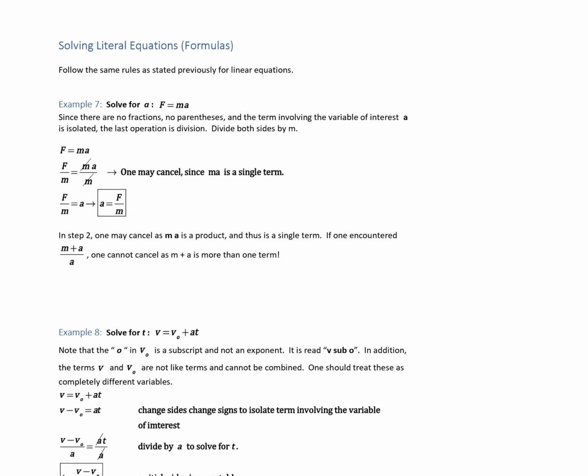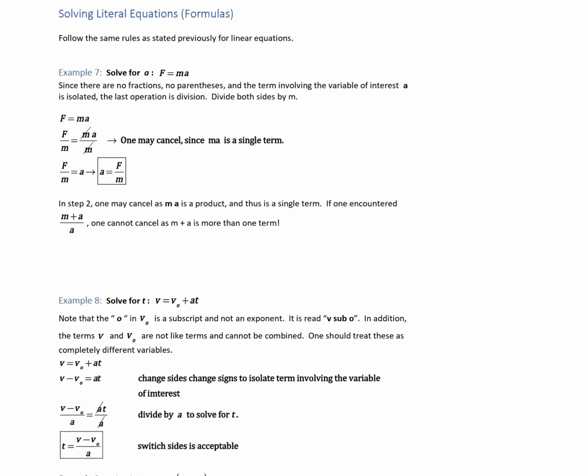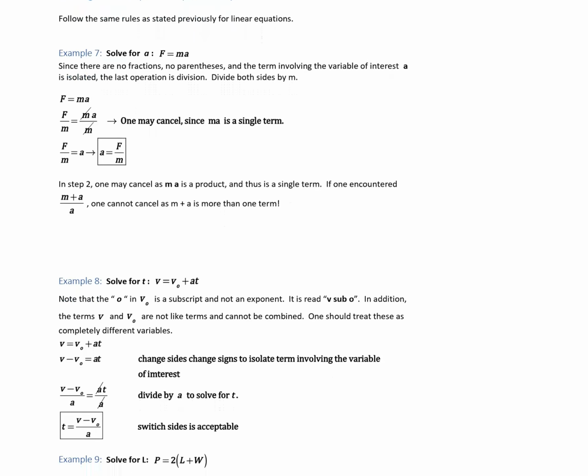In this one, we're going to solve literals, which basically has the same rules, only they're using all variables. So when you combine variables, if they don't look exactly the same, you have to write them separately. So here's the first one. F equals ma, and we want to solve this for a. So a is being multiplied by m, so I divide both sides by m, and you get a equals f over m.